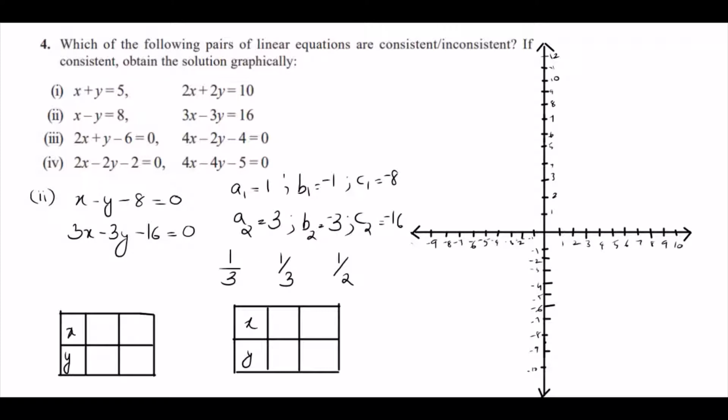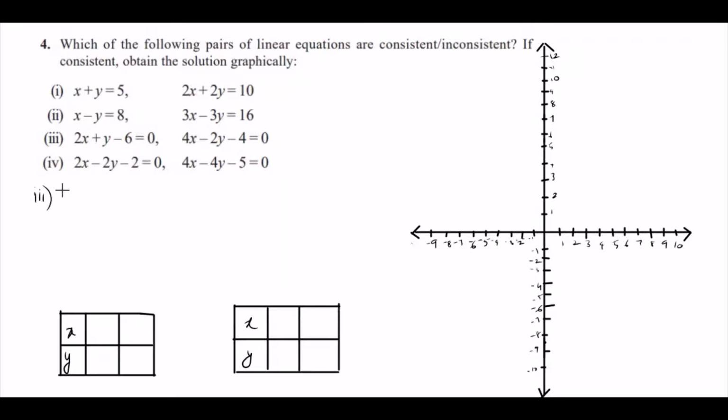So you can see a1 by a2 is equal to b1 by b2, not equal to c1 by c2. When you compare the ratios and get a1 by a2 equal to b1 by b2, not equal to c1 by c2, you know it is parallel lines. When the lines are parallel, there will be no solution. So this pair of linear equations is inconsistent. Here we got an inconsistent pair of linear equations, so you don't need to draw the graph.